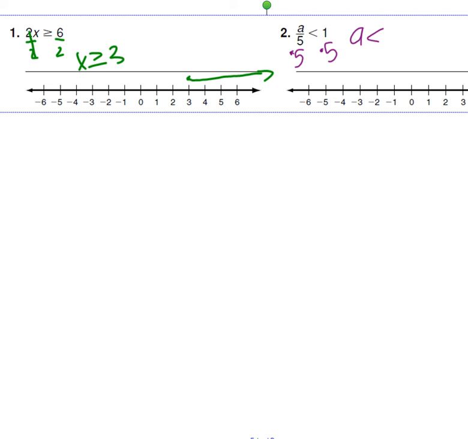So a would be less than 5. Since it's just less than, 5 is not an answer, so it's an open circle pointing to the left.